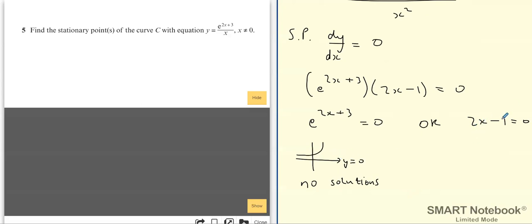So the only other thing to do is to say 2x minus 1 equals 0, x equals a half from there. And that is the only point where we have a stationary point on there. It doesn't say find the coordinates, so I've just worked out the x coordinate. Is everyone happy with that?